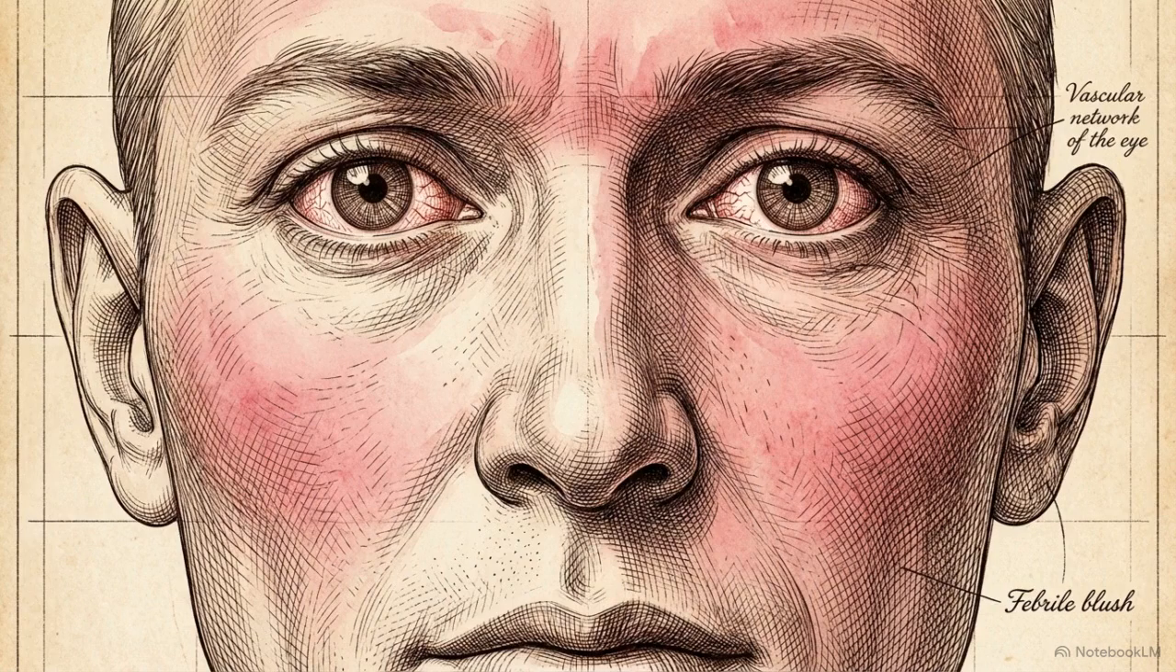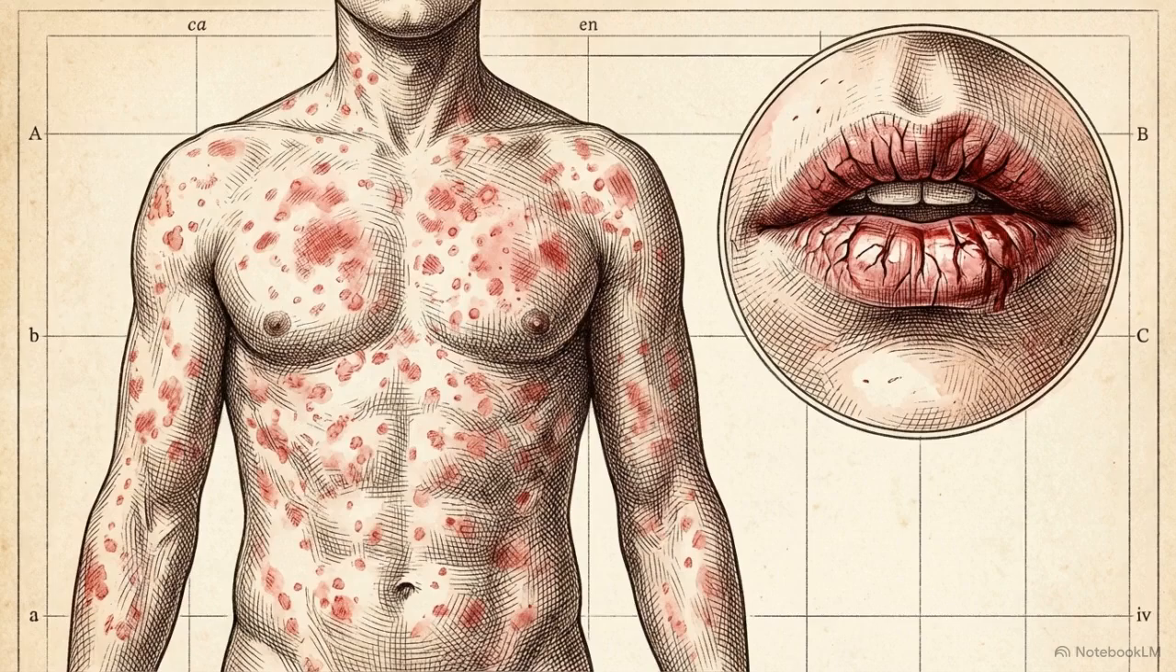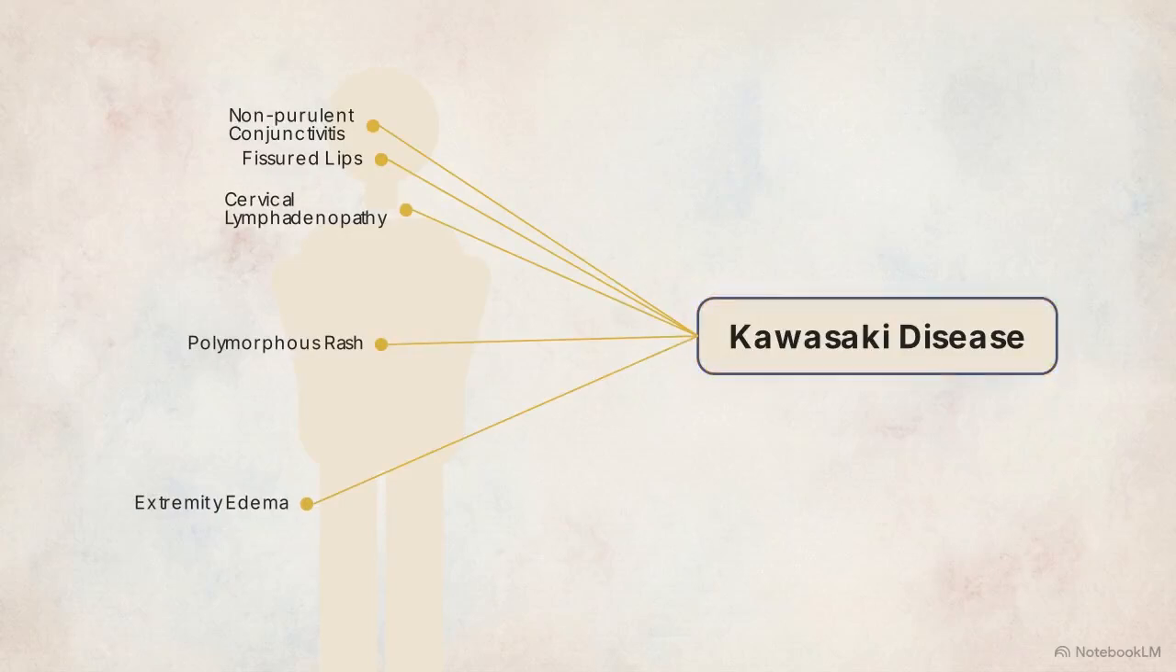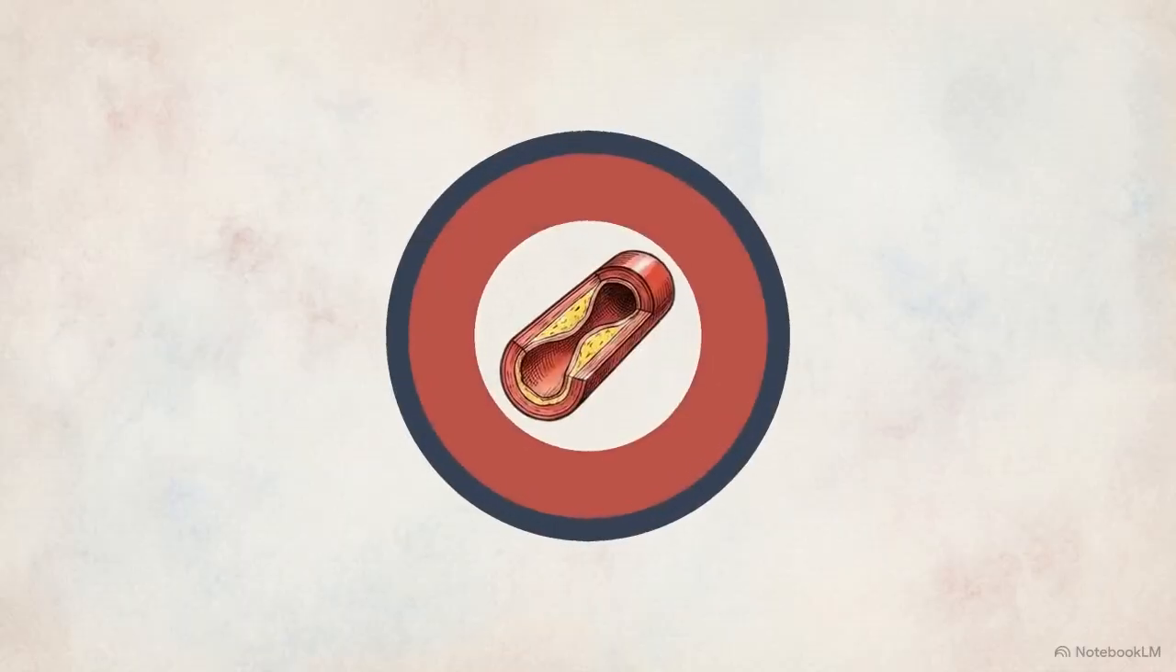A 4-year-old boy presents with a fever lasting over 7 days, bilateral non-purulent conjunctivitis, fissured lips, and a polymorphous rash across his trunk. This anatomical map connects his symptoms. Adding extremity edema and cervical lymphadenopathy fulfills the criteria for Kawasaki disease, a medium vessel vasculitis.